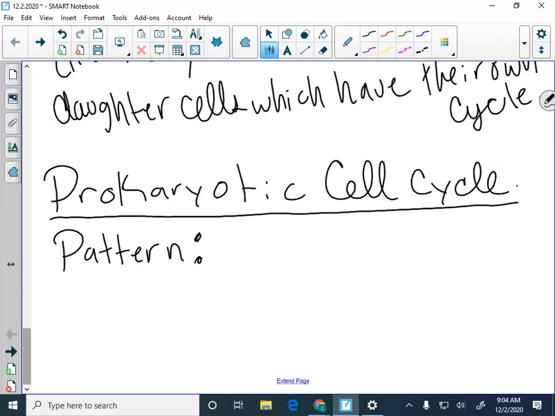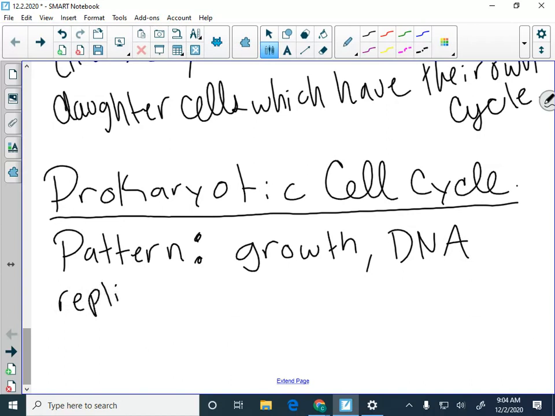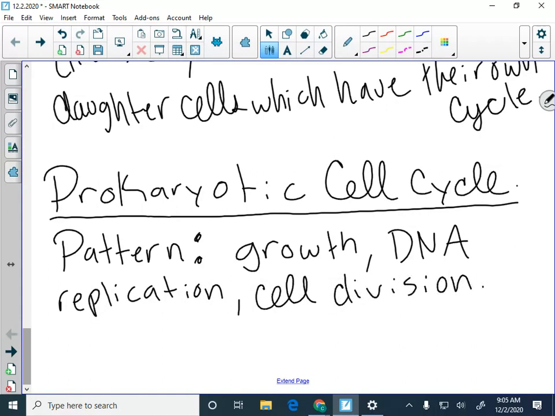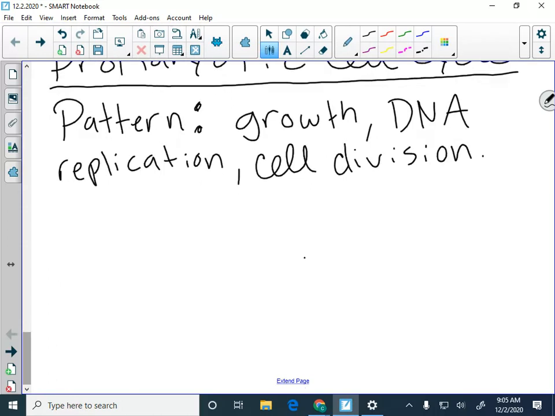That is growth, DNA replication, cell division. Growth, DNA replication, cell division. They get too big, they decide to split into 2 cells, so they double their DNA. Each new cell gets a set of DNA. Continue. This happens rapidly under ideal conditions.